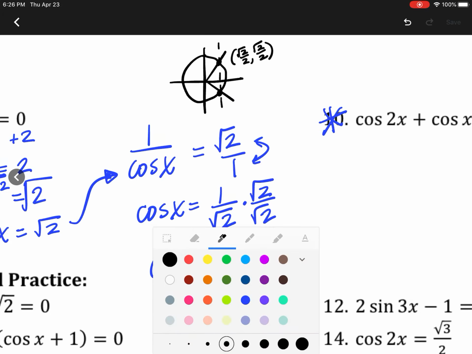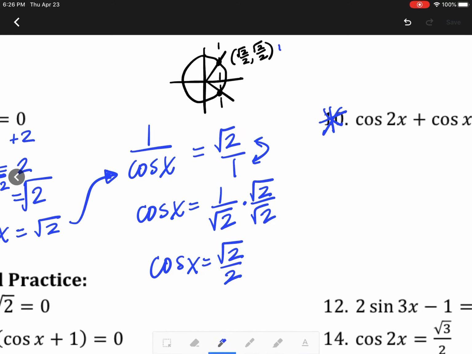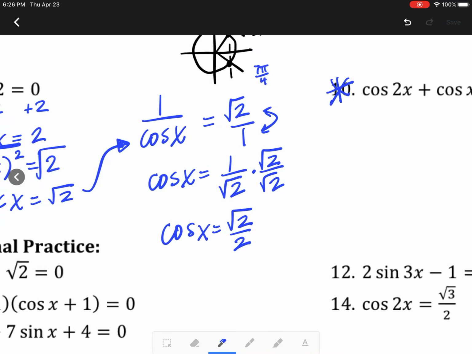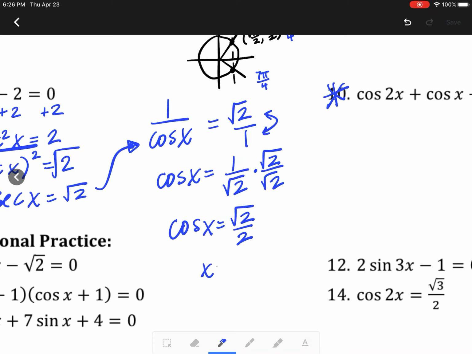So if this angle is pi over 4, this angle is just pi over 4 short of 2 pi. If I think of 2 pi as 8 pi over 4, it's just one shy, so that's 7 pi over 4. So we have two answers here. X equals pi over 4, that's in the first quadrant, and 7 pi over 4. That's in the second quadrant.